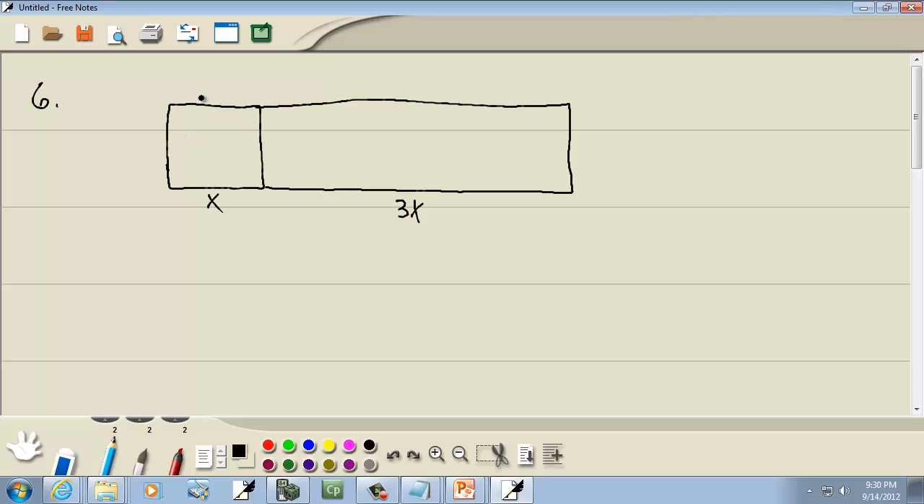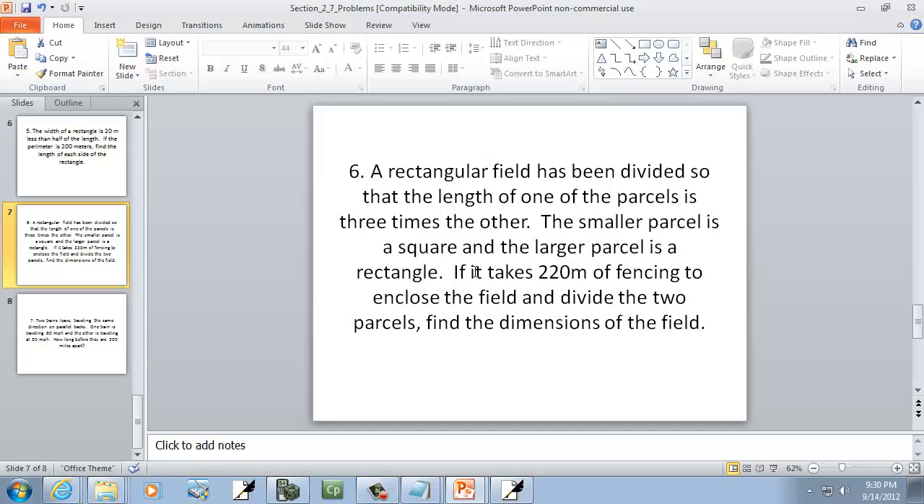They said this is a square, so if this side is x, this side has to be x, this side has to be x, and this side has to be x. Now, if this side is x, then this side has to be x. And for this to be a rectangle, if this is 3x, this has to be 3x. Okay, so that's our picture.